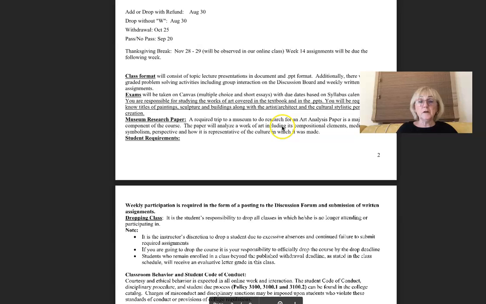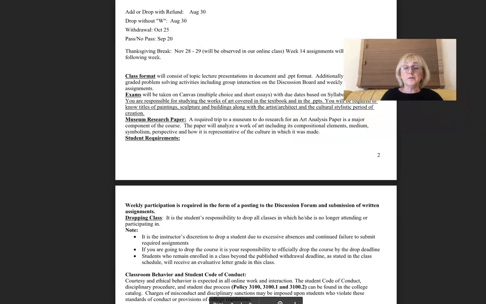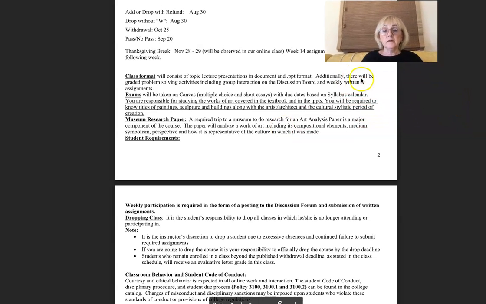The syllabus talks about the course format, the readings you have in Canvas, and then of course your interactions that are required on the discussion board each week, and the weekly written assignments. I'm reminding you of that. There are exams that are described there.